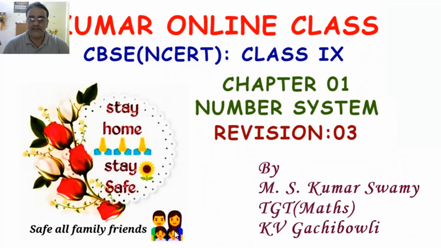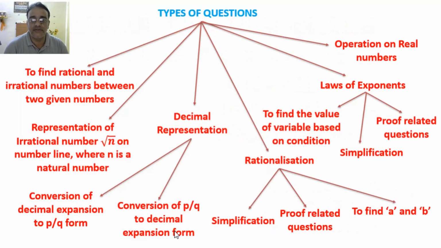Today we are going to start revision number 3 of chapter number 1, number system. In the previous revision we completed rationalization. Now we are going to start laws of exponents. Let's see what we have done so far. We did this one and discussed some examples about it. And in the previous class we did rationalization.